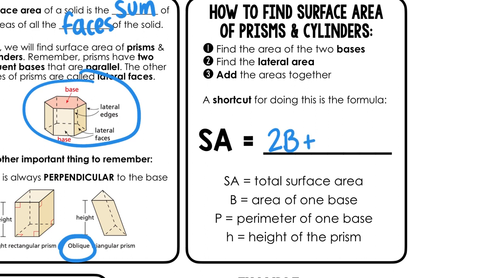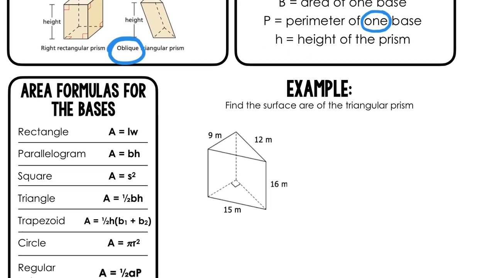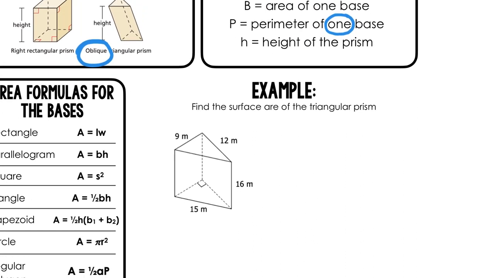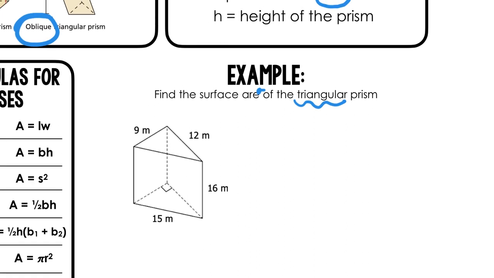Just like always, capital B is area of the base. P is the perimeter of one base. That's kind of key. The perimeter of just one of those shapes. And then H is the height of the prism. So what I'm going to do down here is we're finding the surface area of the triangular prism. It tells you it's a triangular prism, so that means the bases are triangles. So whatever shape it is, that's the shape of the base. So if it's a triangular prism, the base is a triangle.